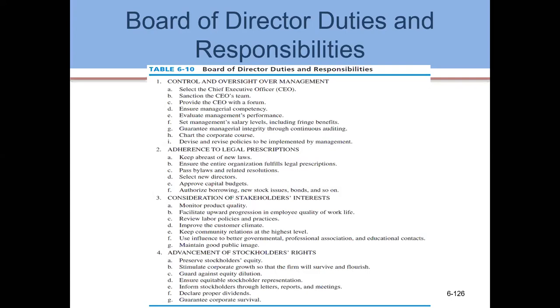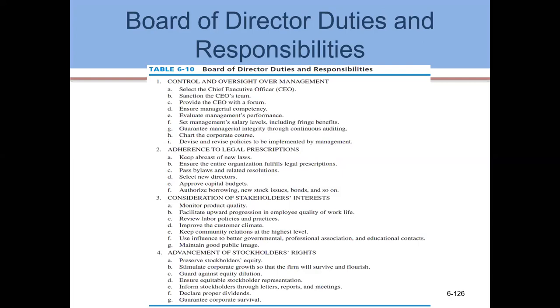As per the theory, the fourth area of duty and responsibility for the board of directors would talk about advancement of stockholder rights, and that would include preserving stockholders' equity. And obviously, we also need to focus upon saving the rights of the shareholders so that we would be able to maximize their wealth, and we should be avoiding the agency problem in which the principal is not given its due rights and the agent is driving the whole benefit.